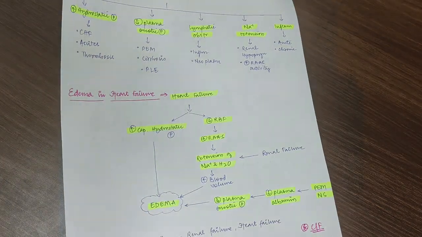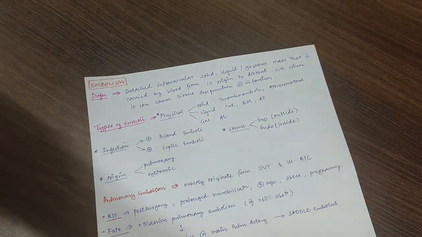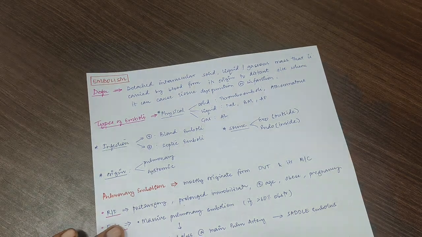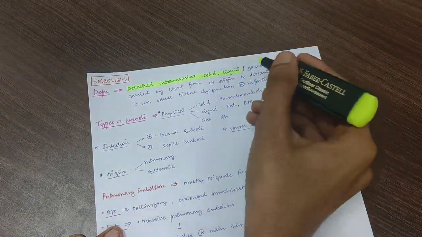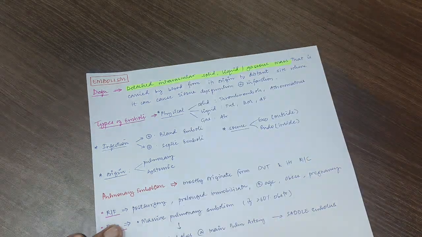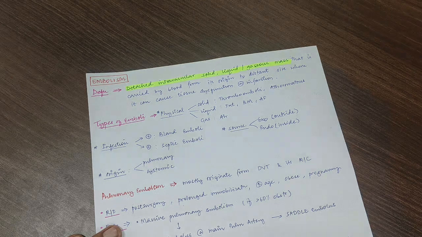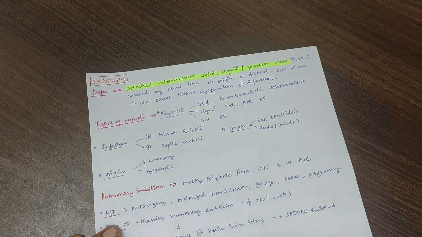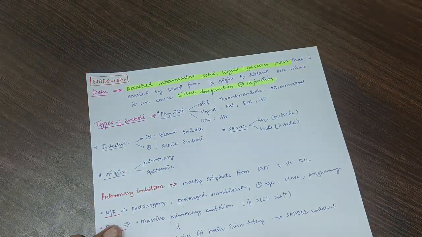Next, coming to the next emergency, that is embolism. Okay, that is embolism. So what is embolism? What is emboli? Emboli is a detached intravascular solid or liquid or gaseous mass that is carried from the site of origin to a distant site in the blood, and that will lead to tissue dysfunction or infarction.